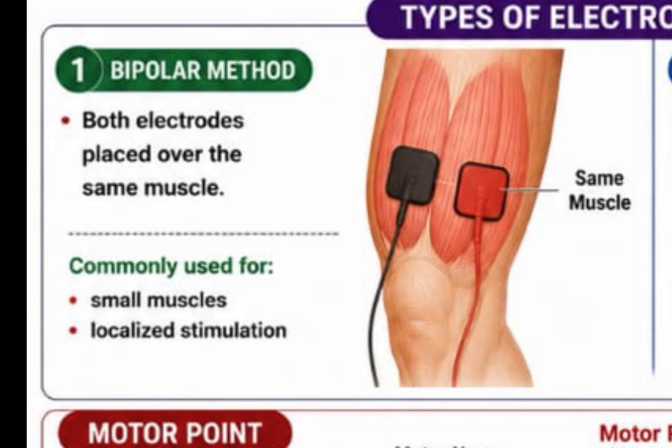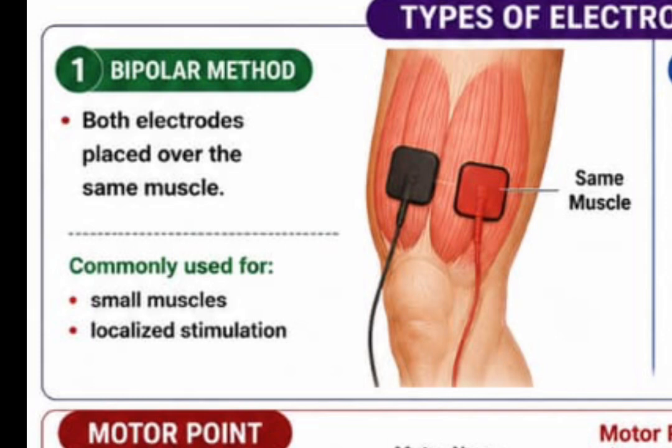Are you getting me? You place both of them on the muscle belly. So naturally, bipolar placement is used for small muscles and localized stimulation. Remember, you have the active electrode and the indifferent electrode. Majorly, active electrodes are usually red and indifferent electrodes are black.